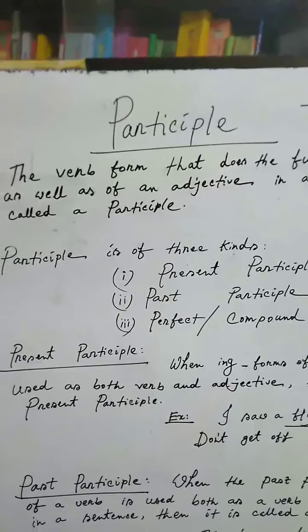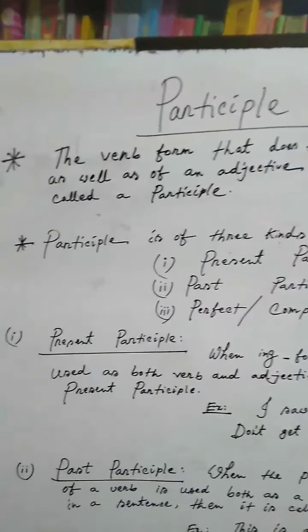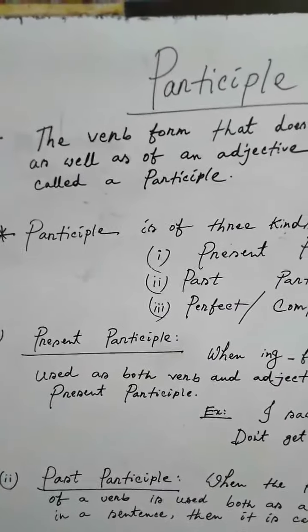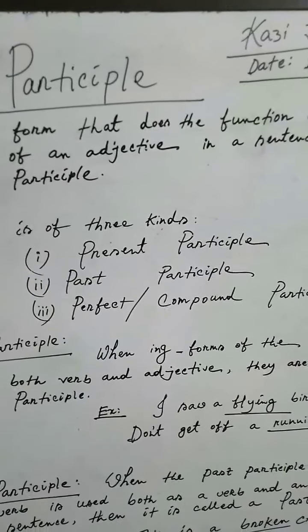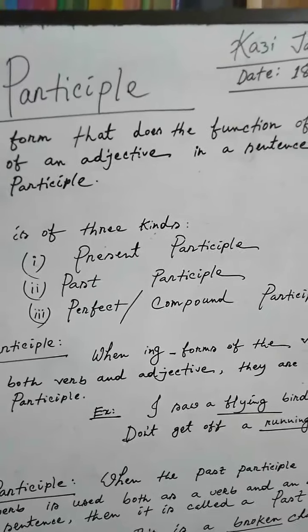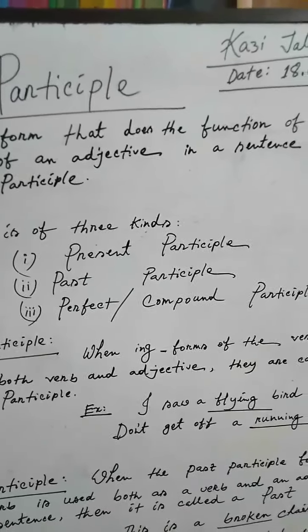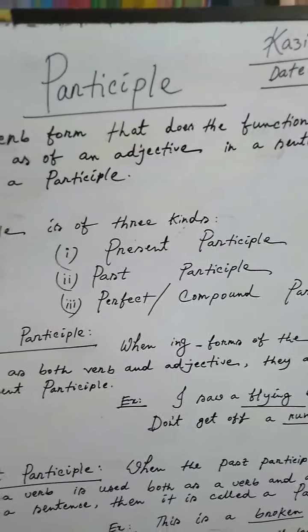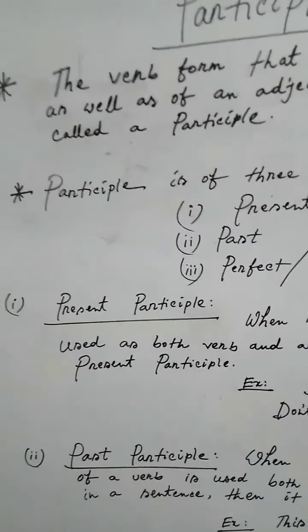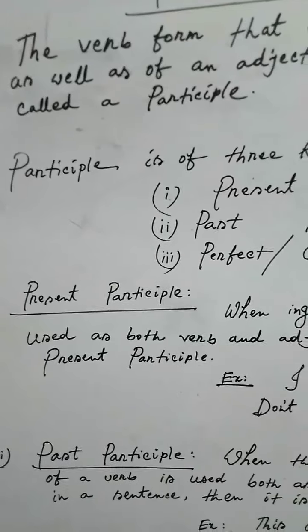Now we'll see how many kinds of participle there are. You can see from the board that participle is of three kinds. Number 1, present participle. Number 2, past participle. Number 3, perfect or compound participle. Now I will show you what is a present participle.